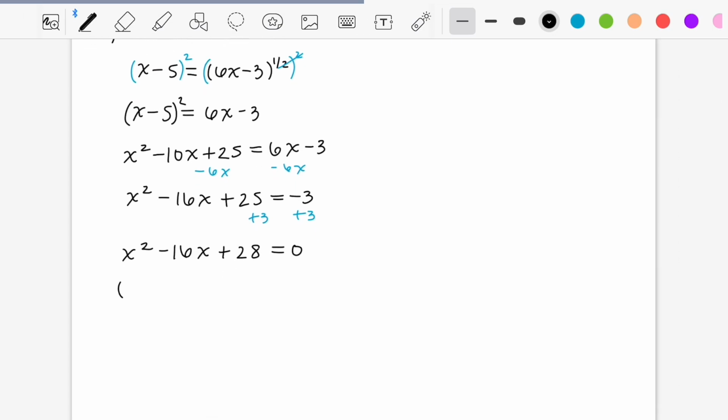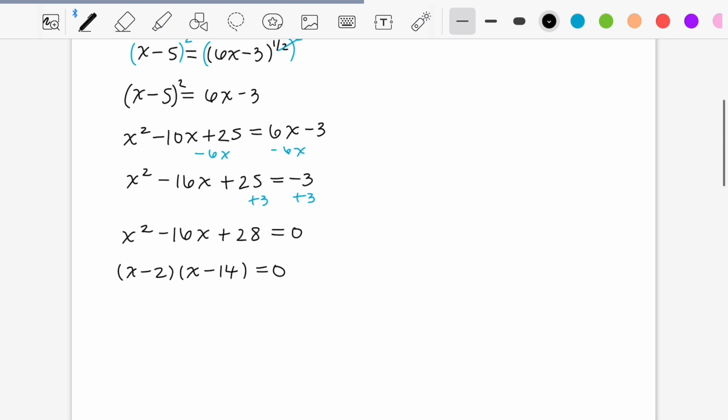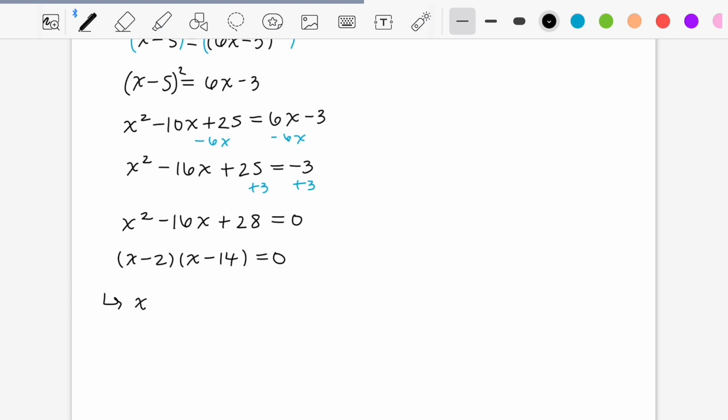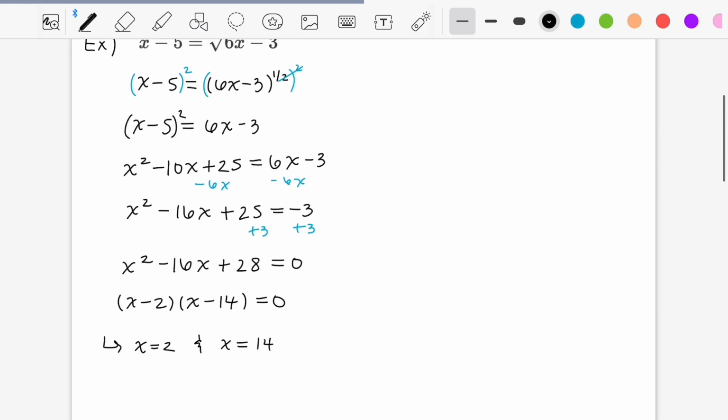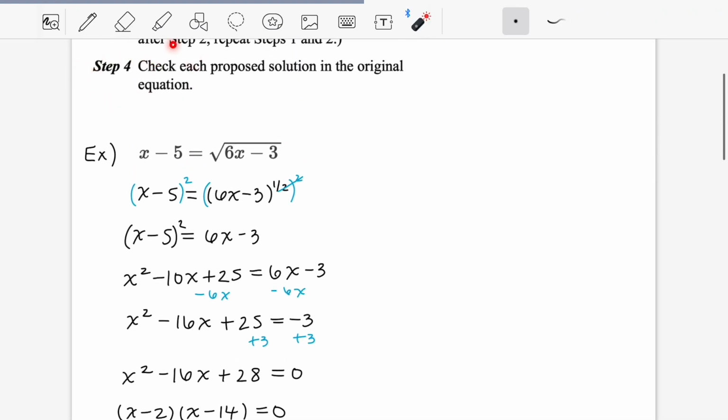So now we can factor this. We just need two numbers that'll multiply to 28 and add to negative 16. So that'll be negative 2 and negative 14. So this gives us that x is equal to 2 and x is equal to 14 are potential solutions. But for step 4, remember we need to check each proposed solution to make sure that they are solutions.